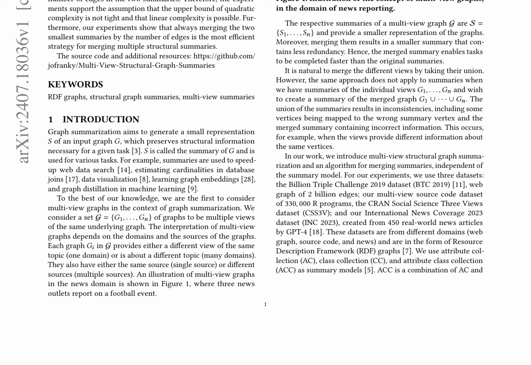The results show that merging 2 structural summaries has an upper bound of quadratic complexity, but under reasonable assumptions, it has linear time worst-case complexity. The running time of merging has a strong linear correlation with the number of edges in the 2 summaries, suggesting that the upper bound of quadratic complexity is not tight and that linear complexity is possible.